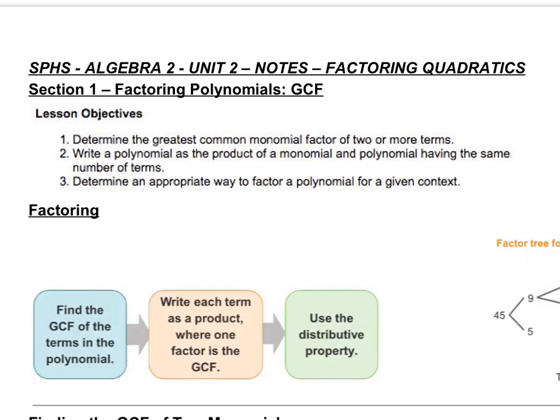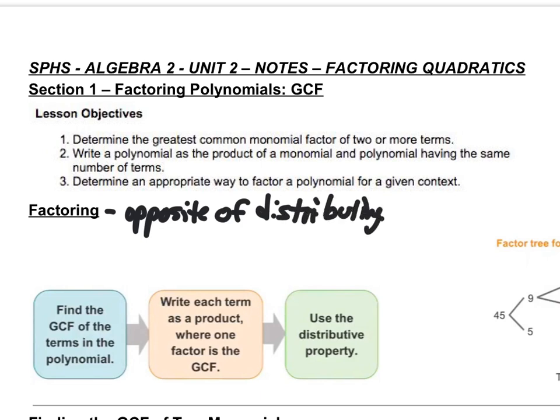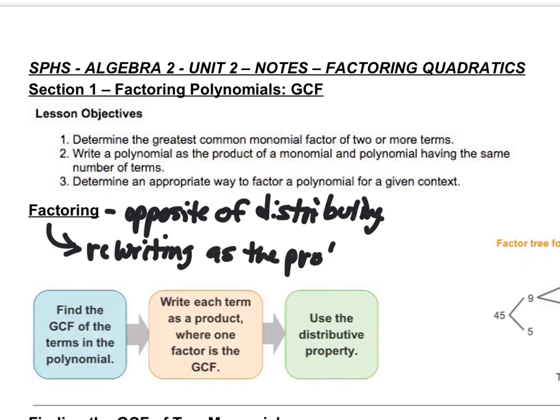So when we talk about factoring, I like to think of it as the opposite of distributing, okay? And we'll talk more about that. But basically, I also think of factoring as rewriting as the product of two numbers. Okay, product of, and not just two, of multiple numbers. So multiple numbers.